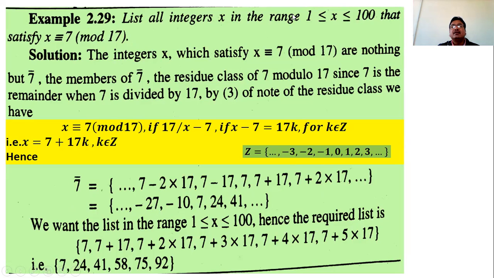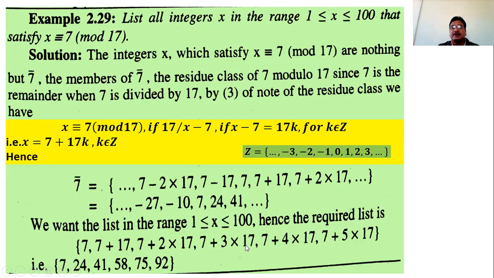Now we have to find the values in the range 1 to 100. So list all the elements of 7 bar that lie between 1 and 100. Minus 27 and minus 10 are not in the range 1 to 100. 7 is in the range. Then 24, that is 7 plus 17. Then 7 plus 2 into 17, that is 41.